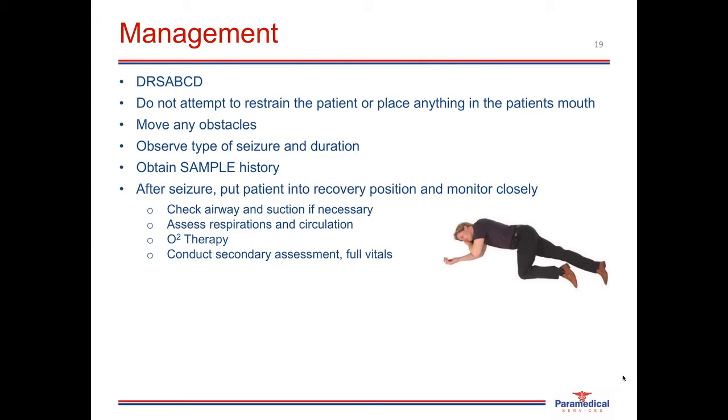Conduct your secondary assessment and a full set of vitals. Look for any reversible causes of the seizure. This could include something such as hypoxia. If a patient has had a seizure because they have been hypoxic and not getting enough oxygen to their brain, by supplying oxygen therapy to them, we can then reverse the cause of that seizure. Or as an example, if a patient is suffering from a febrile seizure because their temperature is too high, we can actively cool the patient down to prevent any further seizures from occurring.